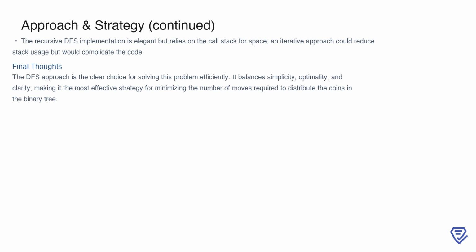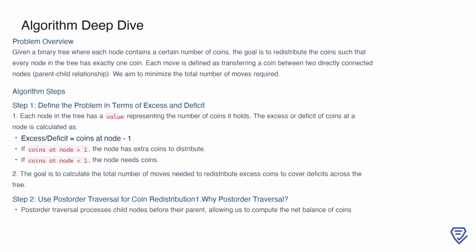In conclusion, the DFS approach is the ideal strategy for solving this problem. It combines optimality, clarity, and computational efficiency, ensuring that the minimum number of moves is calculated effectively. By leveraging the binary tree structure and using post-order traversal, it minimizes redundant calculations and handles the redistribution of coins systematically. Alternative methods like brute force or greedy optimization fall short in either feasibility or optimality, making DFS the clear winner. This strategy not only provides the correct solution but does so in a way that is both elegant and scalable for larger trees.